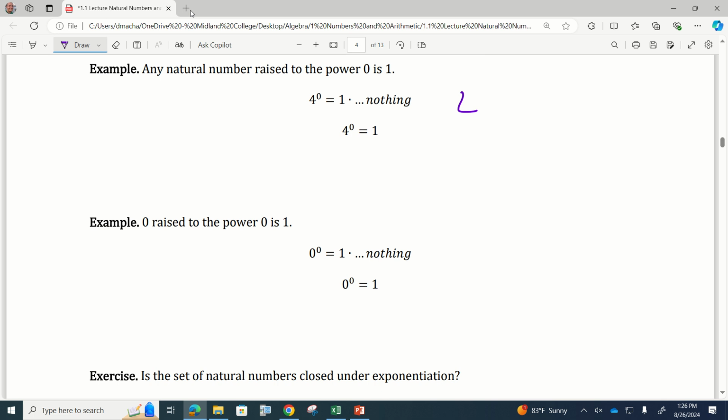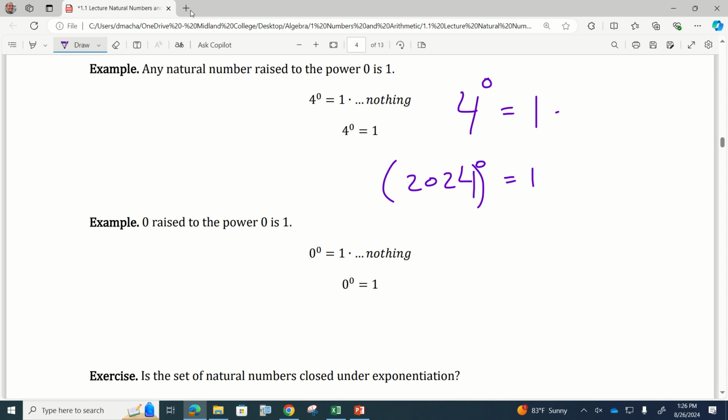What about anything like the number 4 raised to the 0 power? Well, that would be 1 times how many copies of the number 4? 0. Yeah, so that's why anything raised to the power of 0 is just 1, even if the base is like 2024, raised to the 0 power is still 1.